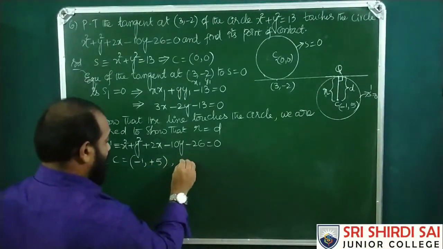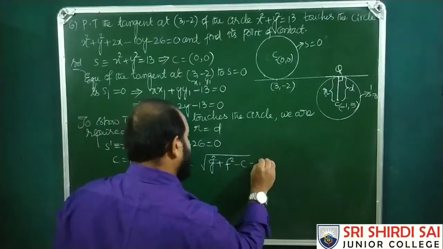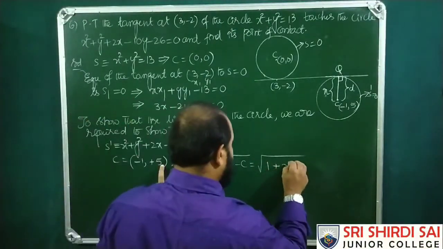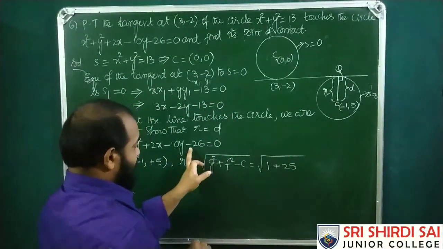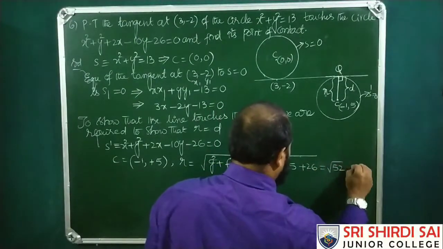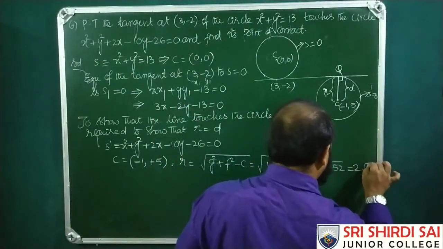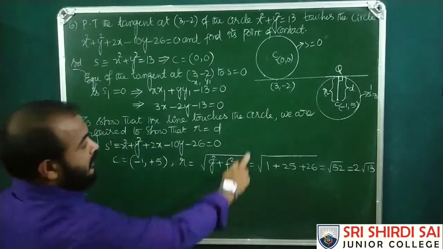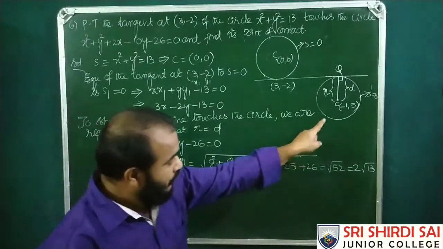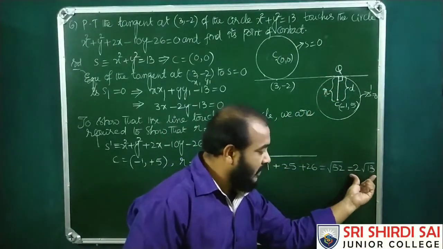And what is the radius? Square root of g square plus f square minus c, that is equal to g square is 1, f square is 5 square, 25, minus c, minus of minus 26 plus 26, that is equal to root 52. Root 52 can be written as 4 13s are 52, so 2 root 13. So to show that this line touches this circle, the perpendicular distance from the center of this circle to this line, which is D, should be the same as the radius 2 root 13.